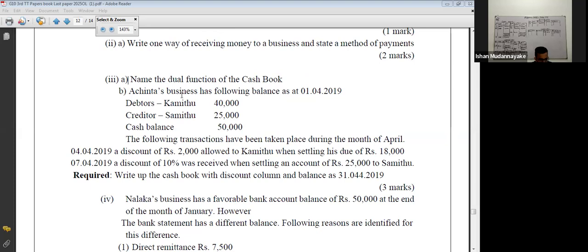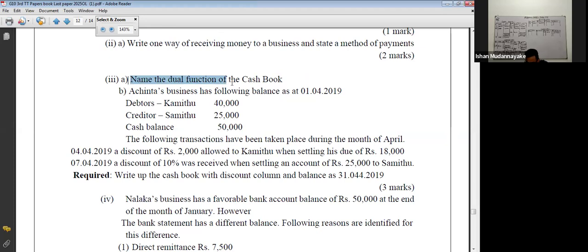Right. Problem number 3A. Name the dual functions of cash book. You can do it. Lamai, what are the dual functions of cash book? Acting as a primary book, acting as a ledger account.